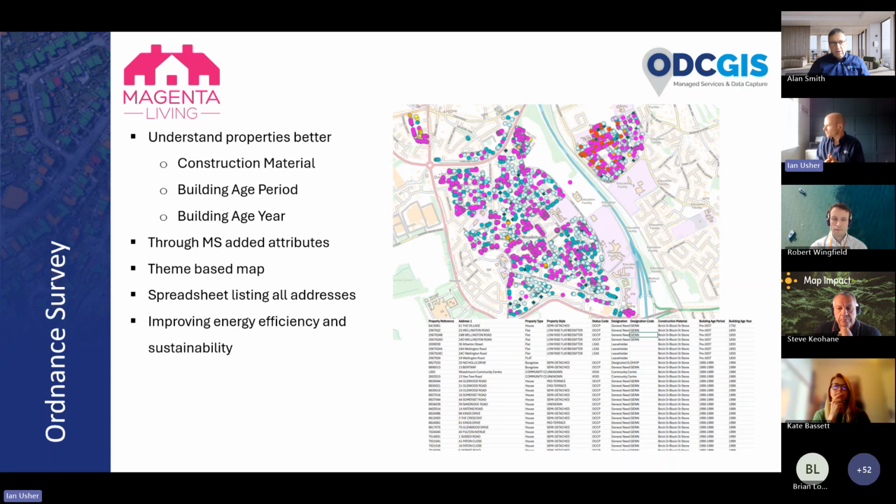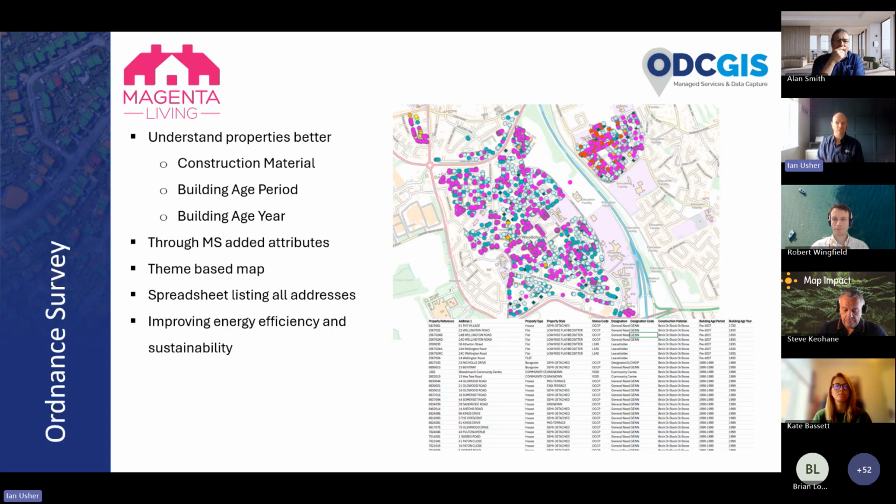But again, just to summarise from a client point of view that we already work with. Magenta knew that a property's age and construction materials are strong indicators of its energy performance. Older buildings, often with less insulation, are typically less energy efficient and more expensive to heat. They used the Ordnance Survey NGD data because it held all the information that Magenta needed. So ODC created a new data layer that easily identified the wall construction and the age of the building for all of the Magenta properties.